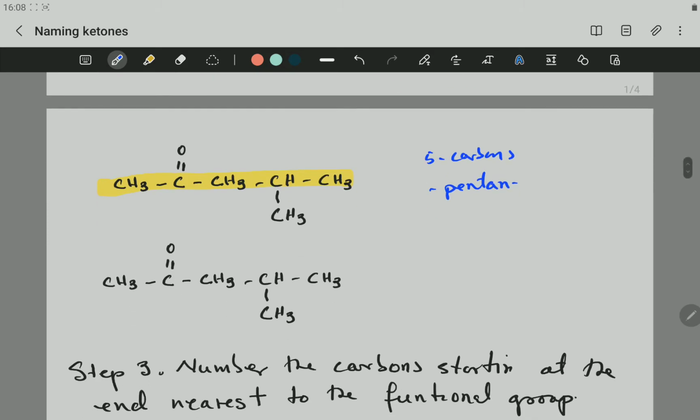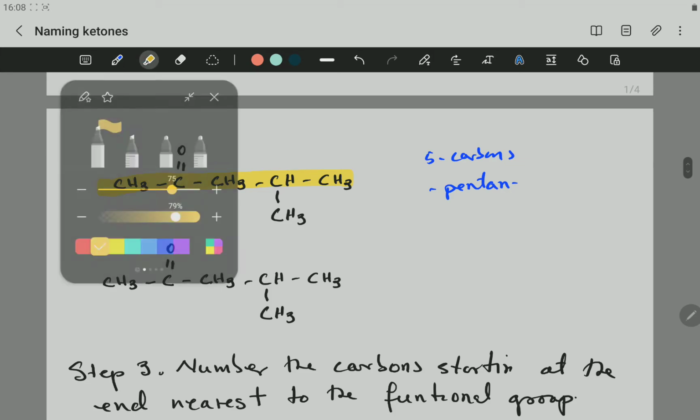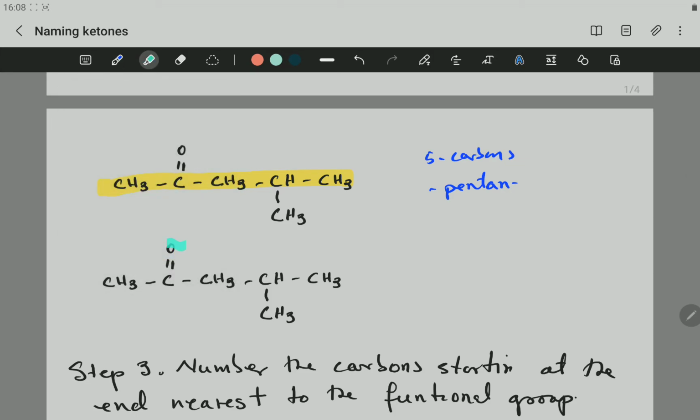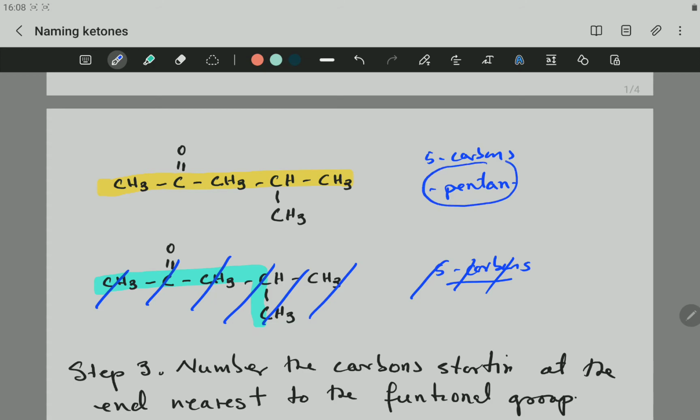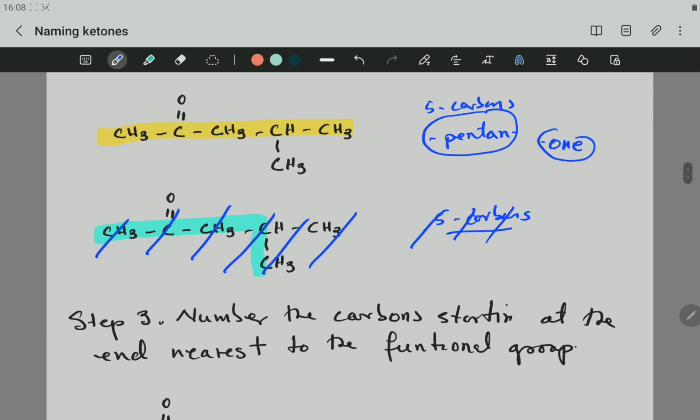And in the second option, we can turn around here, all the way here, and then we'll have 1, 2, 3, 4, and 5 as well. It's also 5 carbons. So I think the best way is to take the straight one. So we're going to cancel this one and go with the first option. So we have pentane, and we know that it is -one. This is the information we have so far. Let's go to step 3.